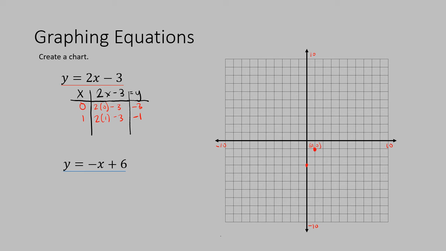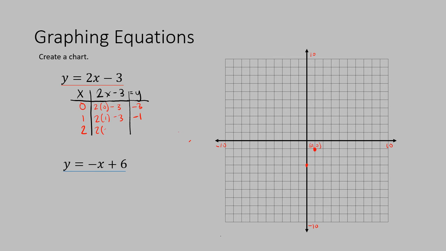Now, we only need 2 points to define a line. So if you have a straight edge, you can put it where it touches both those points and draw that line. But for the sake of practice, let's plug in one more number. Why not 2? We could have also plugged in negative 1 and it worked just the same.